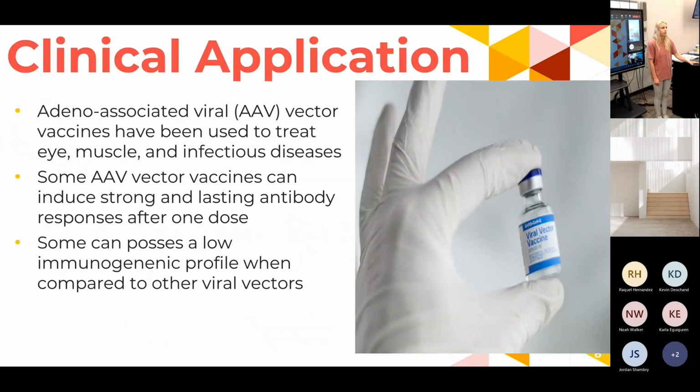Clinical application of viral vector vaccines. So adeno-associated viral vectors, which is AAV vaccines, have been used to treat diseases such as eye diseases, muscle diseases, and infectious diseases. Some AAV vector vaccines can induce strong and lasting antibody responses after just one dose. Some can possess a low immunogenic profile when compared to other viral vectors.